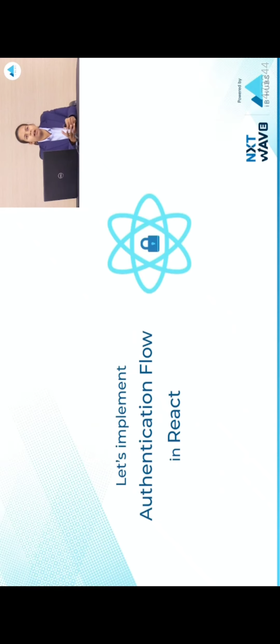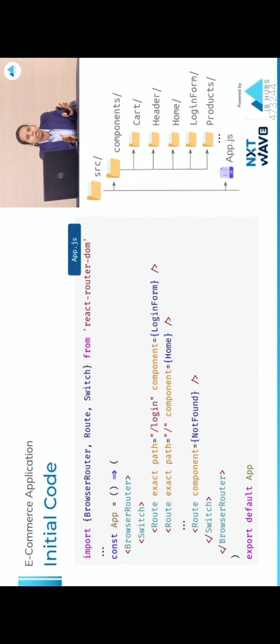Okay, so let's implement this authentication flow in React. For this, there's some initial code available for you. There are different components that are already available. So there you can see there's a cart component, header, home, login, products, like this. There are various components already available for you. Okay, so then you can see the initial code here.